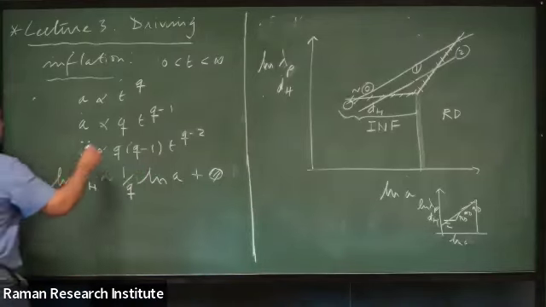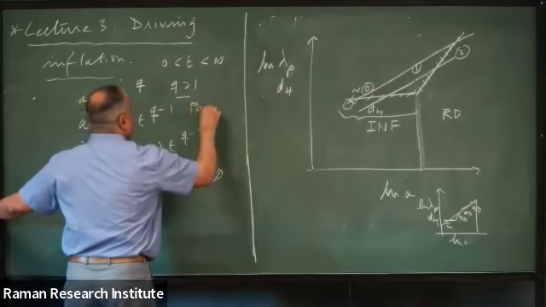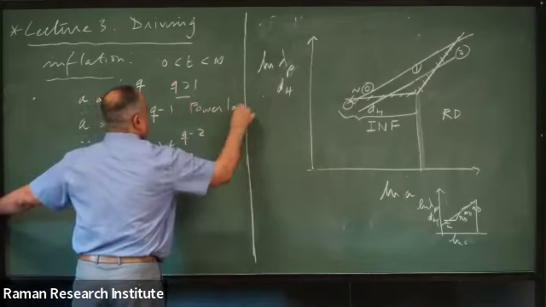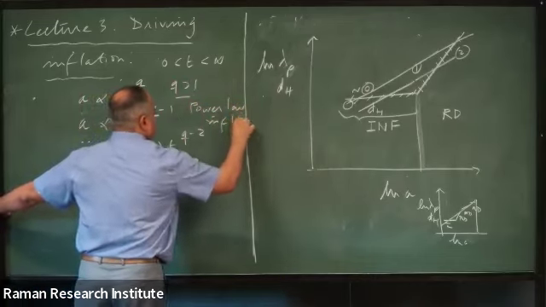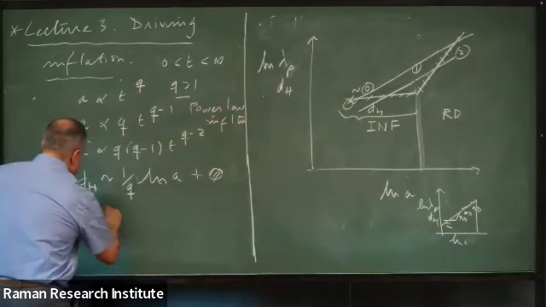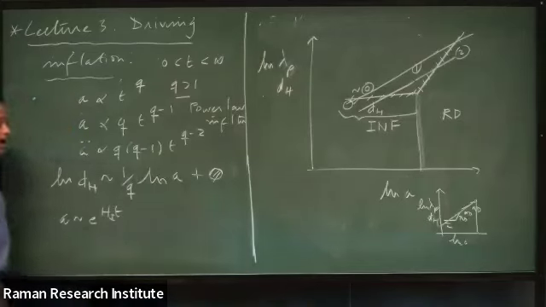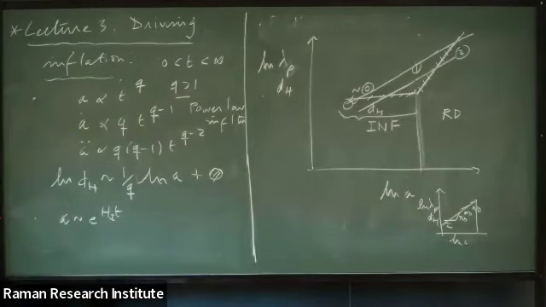And another, this is often referred to as q greater than 1, you have power law inflation. It's just power law, right? That's all. And another possibility is when a is e power Ht, okay, where H is a constant. So let me call this as H subscript I, corresponding to H during inflation.